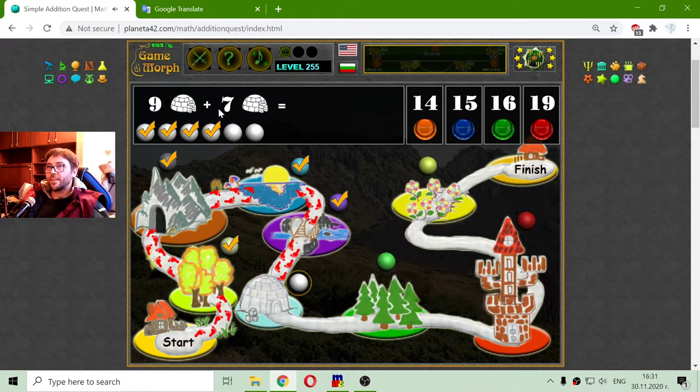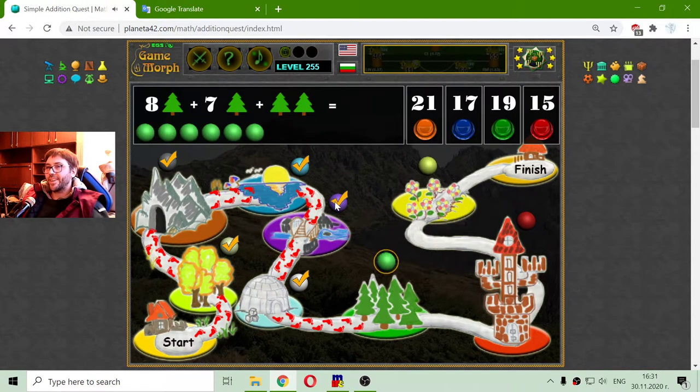Now I have 7 plus 9. This is 16. And 1, 2, 3, 4, 5 plus 8 is 13. Excellent. And now I'm moving to the pine forest. It is again with 3 countables. We have 8 pines plus 2 pines is 10. Plus 7 pines, 17 pines.